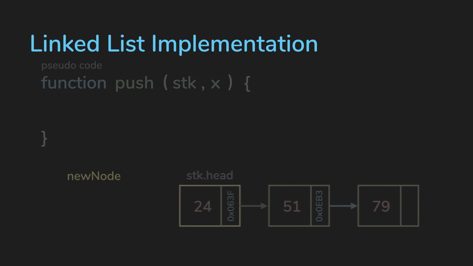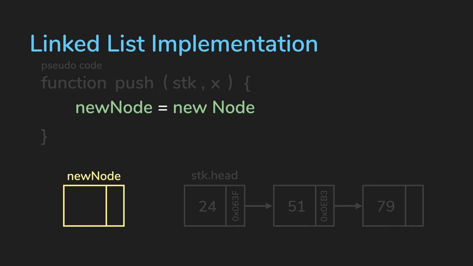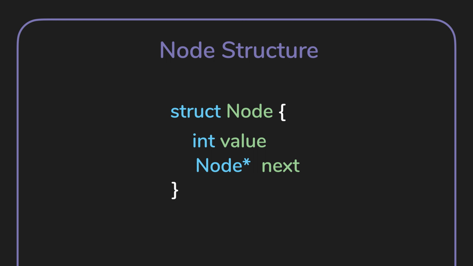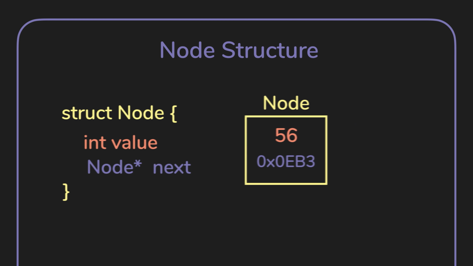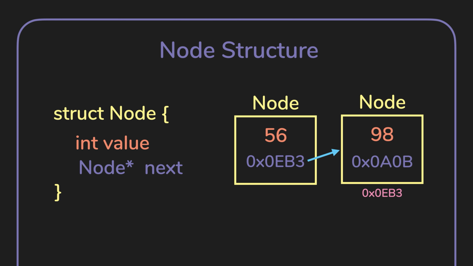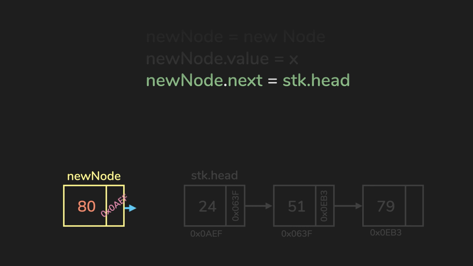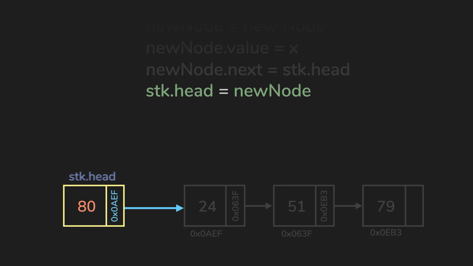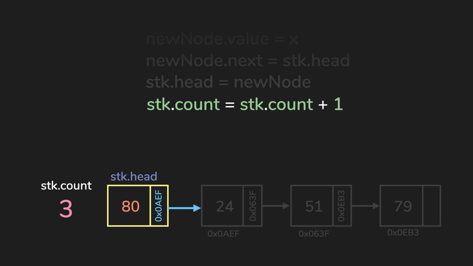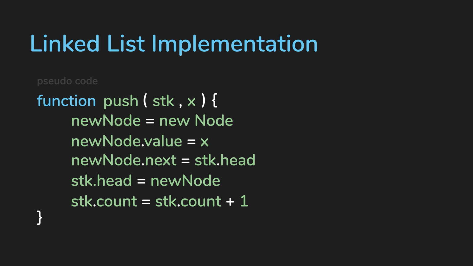First, we need to create a node that has x as its value. And just to refresh your memory, a node in the linked list consists of two fields, value and next. Value holds the value of the element, and next holds the pointer pointing to the next node. Next, we will make that new node point to the head, and then assign the new node as the head of the stack. And finally, we'll increment the count by 1. So that was the push operation.